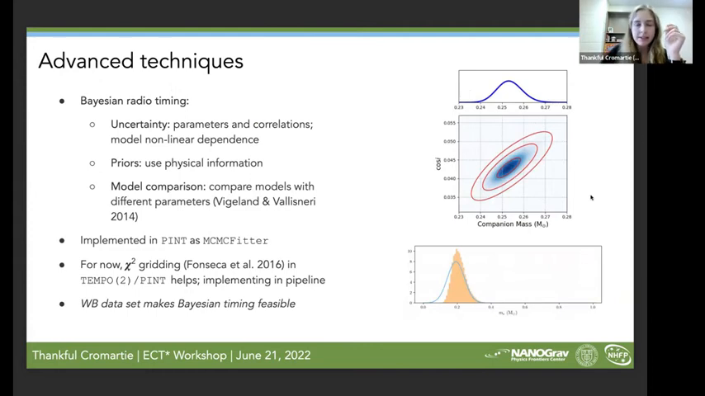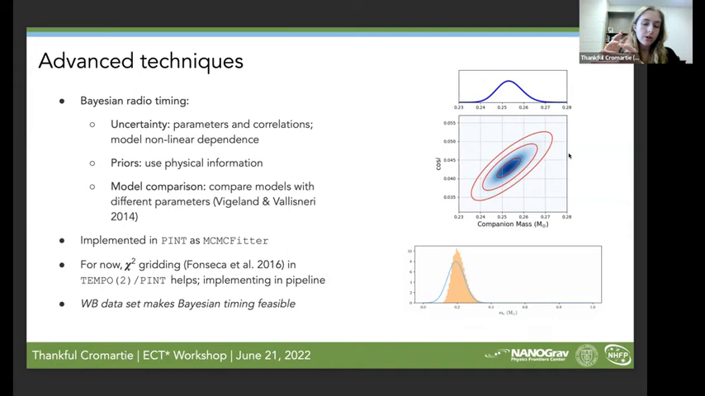Okay, so these advanced techniques, which just means pulsar timing techniques that aren't just sort of least squares fitting, we have been working on, and this has been around for a while now, but Bayesian radio timing, which helps us in several different ways, including getting a better sort of grip on the measured posteriors for various parameters and nonlinear dependence of the model. It helps us put physical priors, physically motivated priors on certain parameters, and that's especially relevant for things like inclination angle and companion mass. And it also facilitates model comparison.